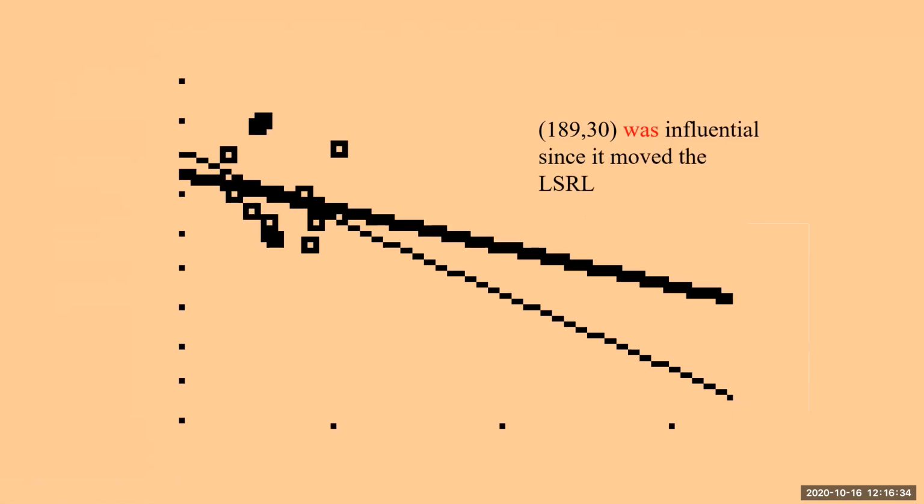Notice when we take that outlier point away, the least squares regression line was moved. Since it was moved, that means that it is indeed an influential point. So not always are outliers going to be influential. It's only if, when you remove it, it changes the least squares regression line. If it stays pretty much the same, not influential. This one was.